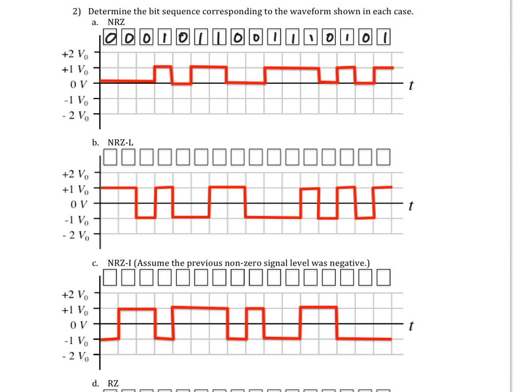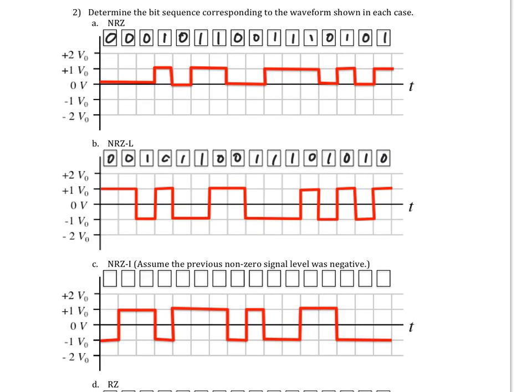The rule for NRZL is that you get a positive V naught, V with the subscript 0, for a 0, and you get a negative V naught for a 1. So it's kind of like an upside down NRZ, except that it goes both positive and negative rather than 0 and positive. And so we get 0s here, we get 1s when we're down, 0s while we're up. Okay, and that seems to make sense the way I've done it.